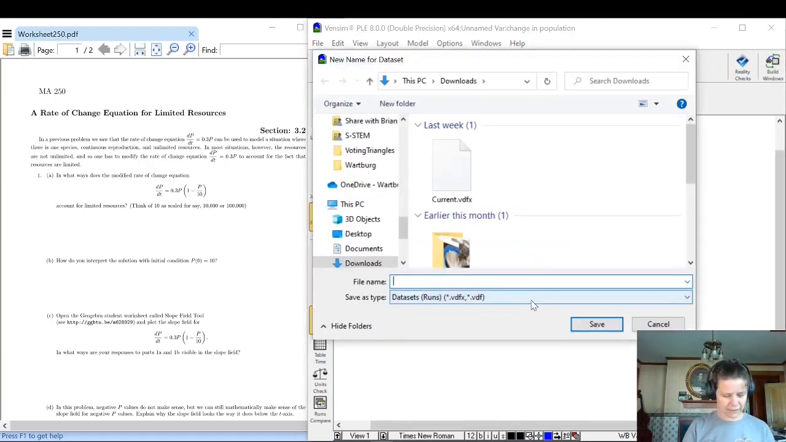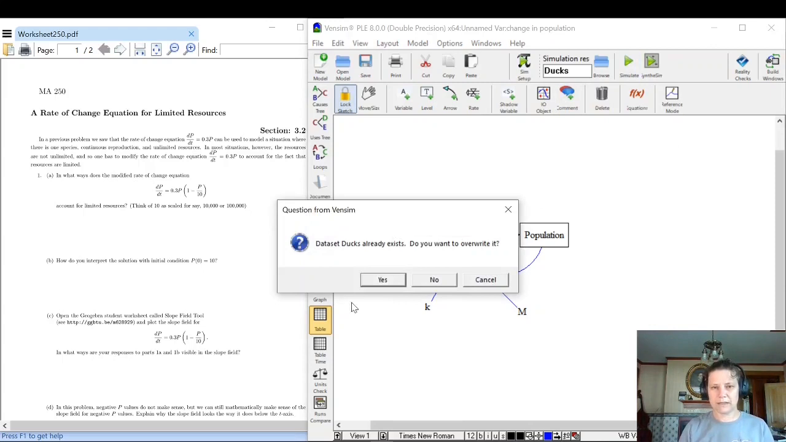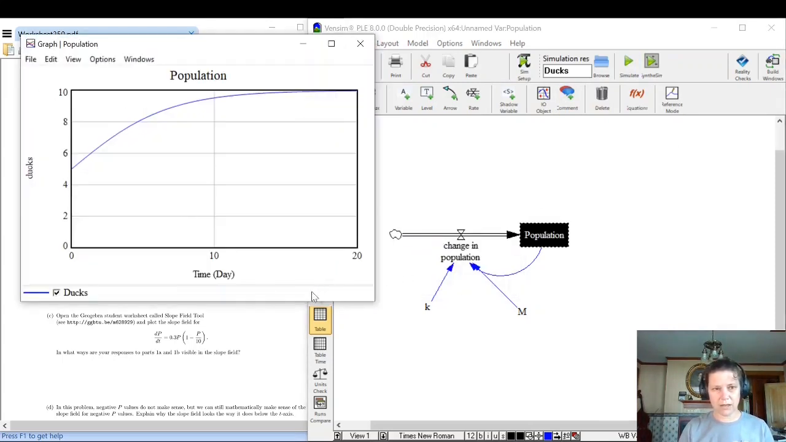You can save it. Okay, fine. It just asked me to rechange the simulation because my computer is kind of busy. So running the simulation, and we can graph our model and see that we have this logistic growth model. We started out at 5, and we have a maximum population of 10.